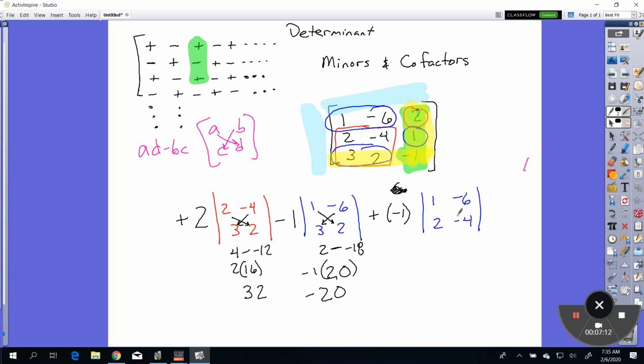Anyways, 1 times negative 4, and negative 6 times 2, negative 12. Negative 4 minus negative 12 makes, so that's a negative 16, but we have the negative in front, which is really just a minus 1. So that makes that a plus 16. Now I just combine these. 32 minus 20 is 12, plus 16 is 28. Can I just make a picture of this? Sure. So that's the minors and cofactors, and that's the determinant.